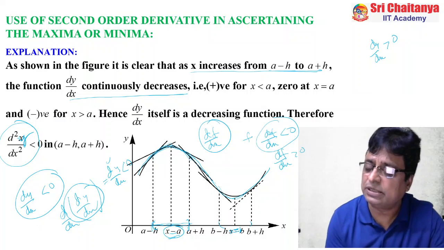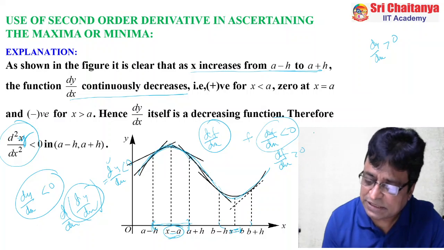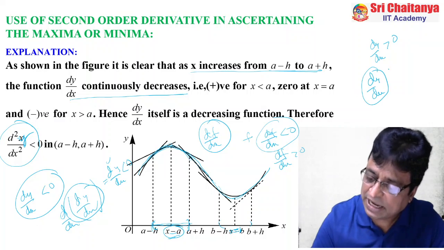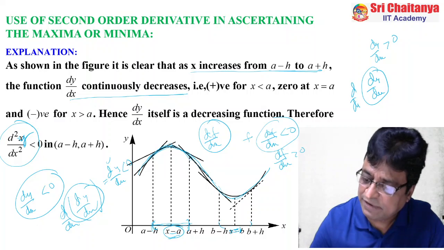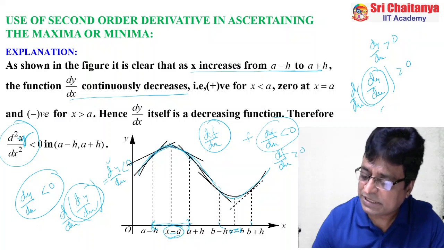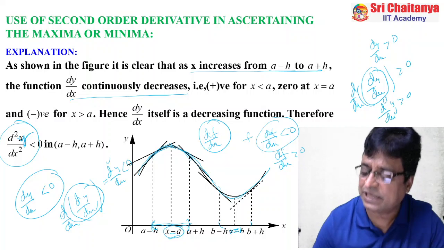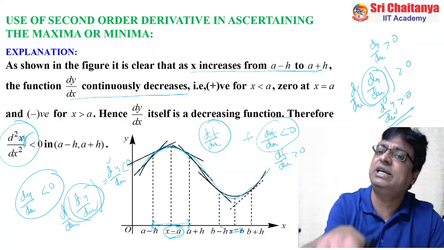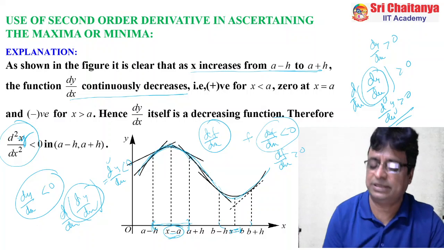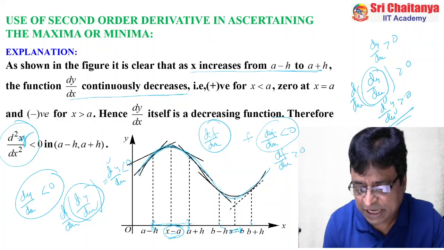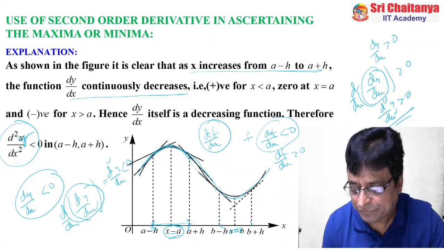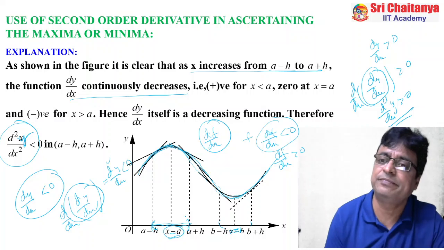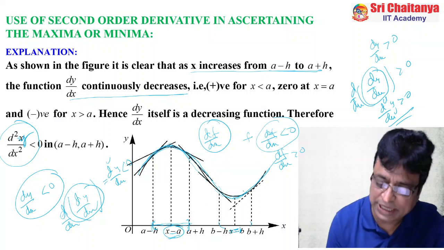Dy by dx is the first derivative. When can I say this is increasing? That means its derivative is greater than 0, that means d square y by dx square is greater than 0. Whenever d square y by dx square is greater than 0, it is continuously increasing. So whenever the function is continuously decreasing, and after that, at a particular point, it is continuously increasing, then at that point the function has what?